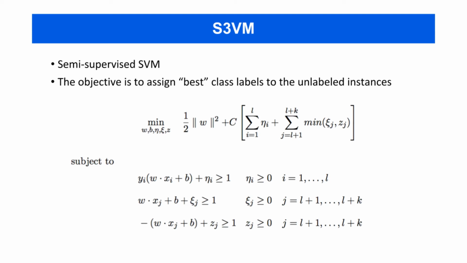Formally, the SVM objective is modified to assign the best class labels to the unlabeled instances. Here Xij represents the slack if an unlabeled instance is assigned to class 1, and Zj is the slack if the instance is assigned to class -1. The overall objective selects the minimum of the two.